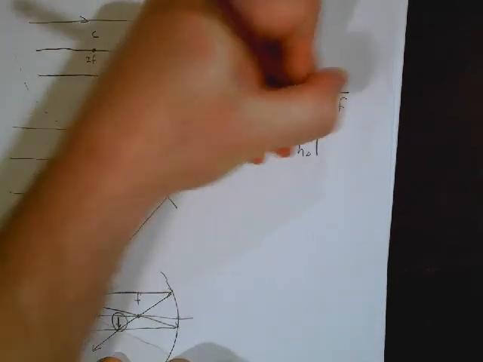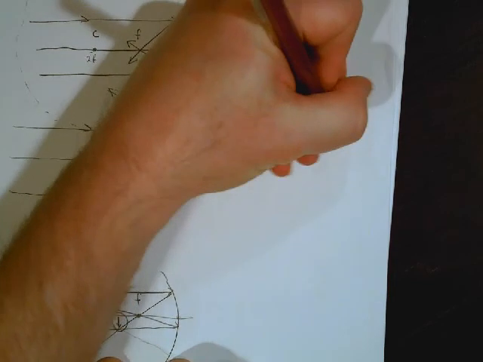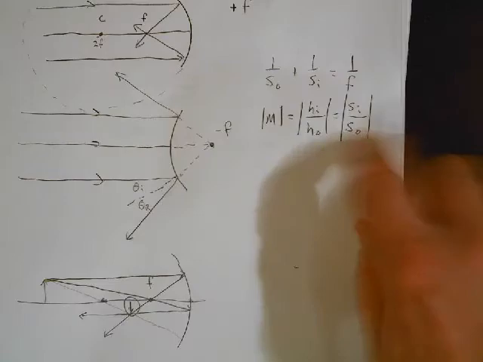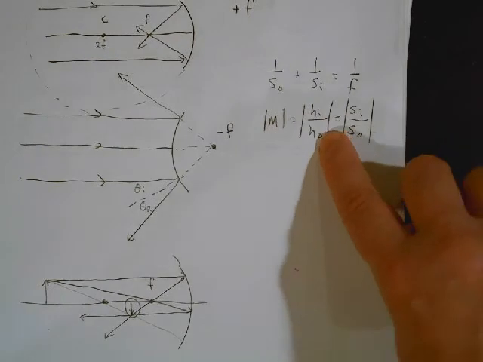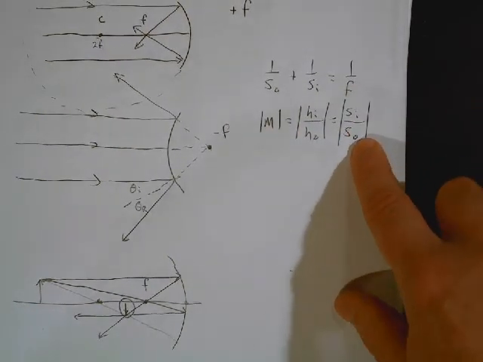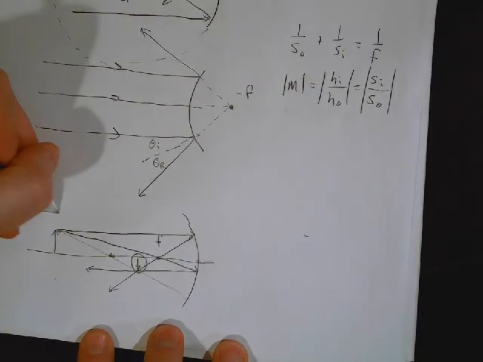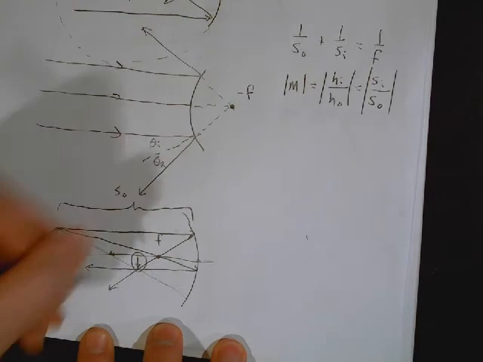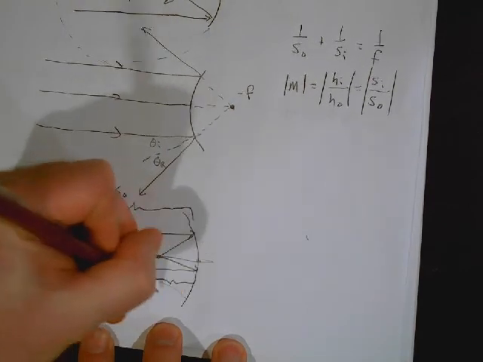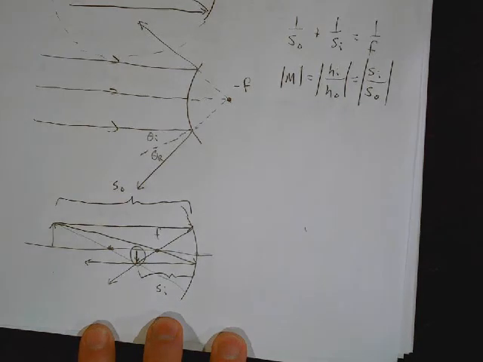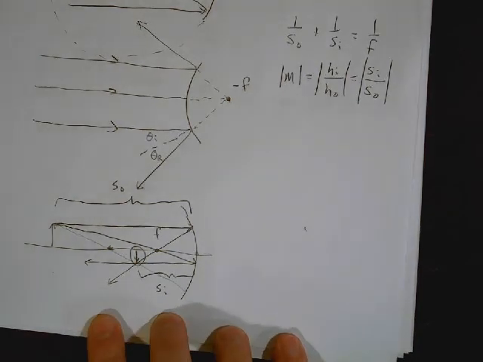Again, this is on your formula sheet. Okay, but you're going to use that, and this is the height of the image, height of the object, the image distance, the object distance. So like in my picture here, that would be SO. That would be SI.